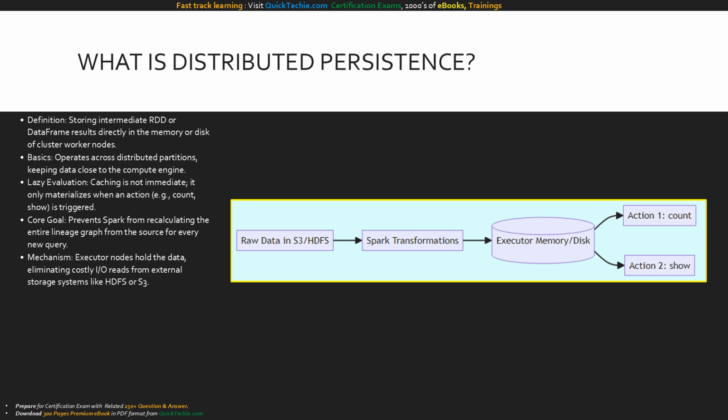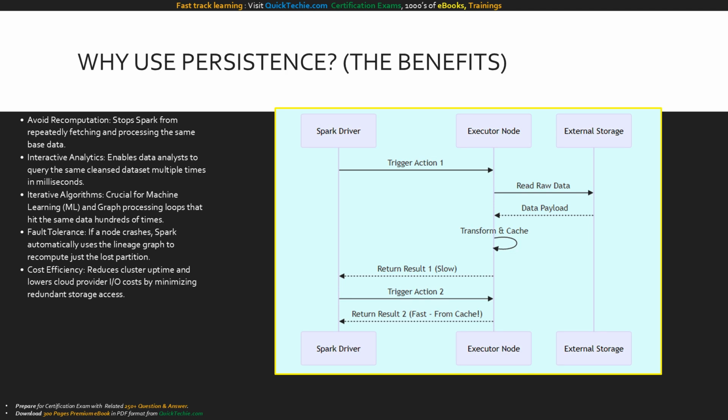If we did not have this persistent cylinder in the middle of our graph, the arrows for Action 1 and Action 2 would have to stretch all the way back to the raw data on the left. By caching at the executor level, Spark completely bypasses the raw data read phase and the costly transformation steps for every single subsequent action you run. This simple architectural shift slashes your processing time significantly and is the absolute foundation of high-performance distributed data engineering in Apache Spark.